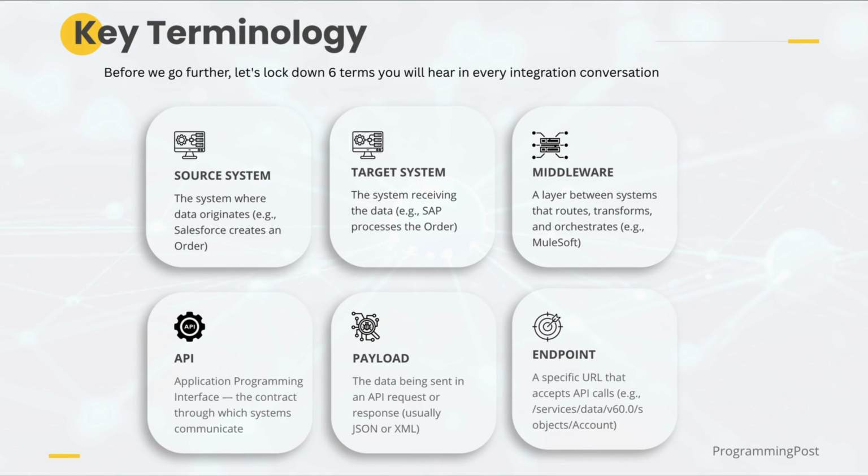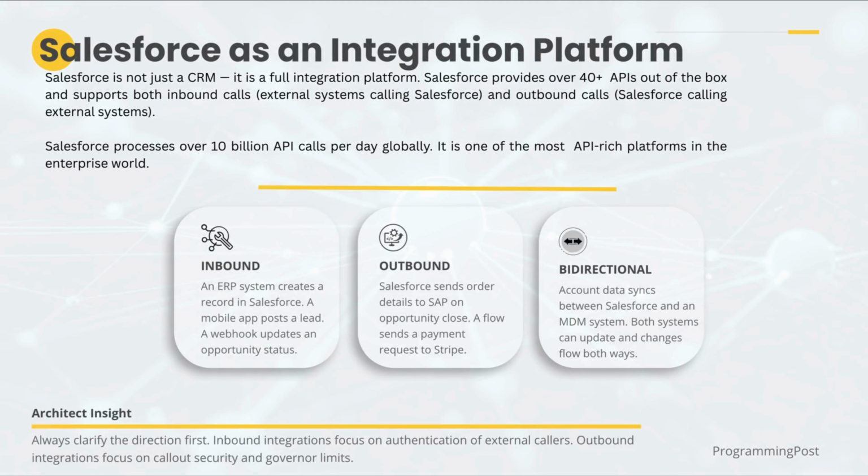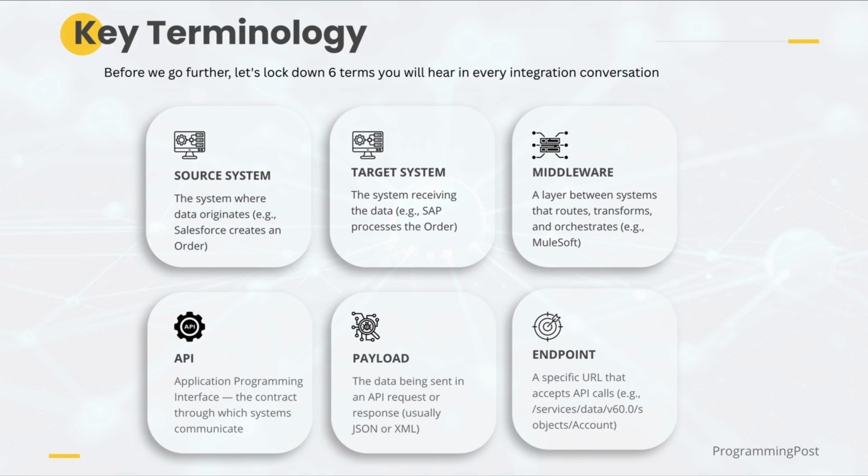Now let's move to the key terminologies. We have the source system. The source system is the system where the actual action is happening, which will trigger the API. Target system is the system that accepts that request and gets the data. Middleware: in some cases we need to transform the data from source system to target system while moving. In between, we need to put a middleware so it can transform the data. Here you can take the example of MuleSoft.